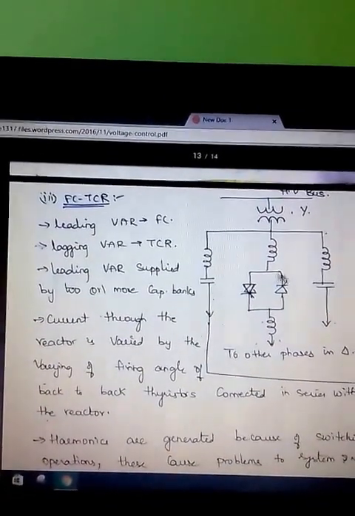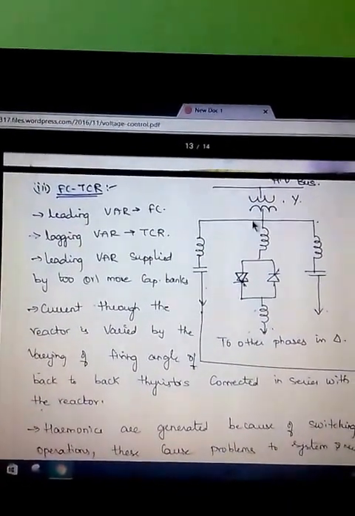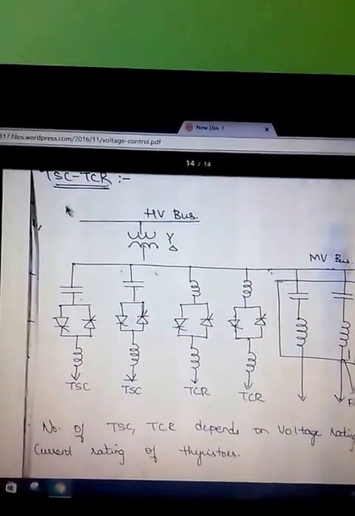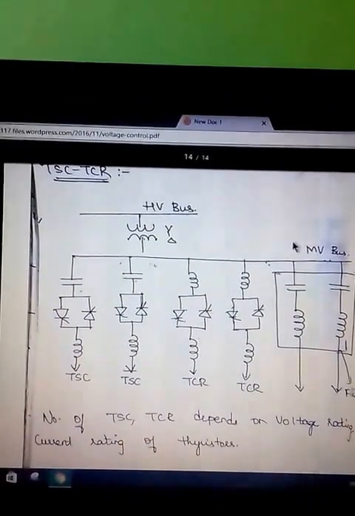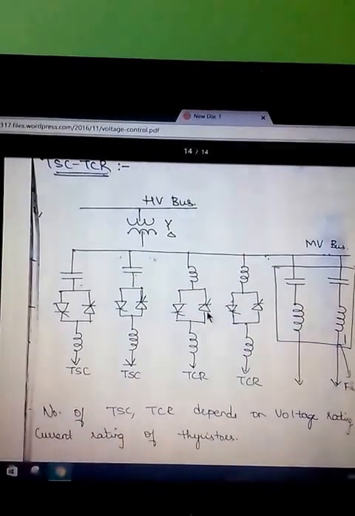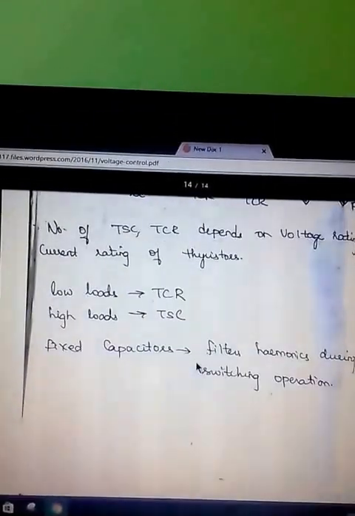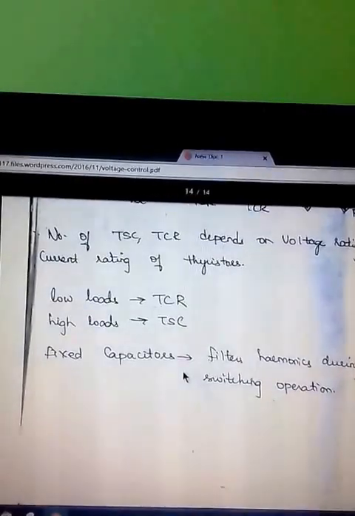Next comes FC-TCR: a fixed capacitor and a TCR. The TCR will absorb the reactive power, and this will inject the reactive power. Similarly, TSC-TCR: this will be injecting the reactive power, and this will be absorbing the reactive power. So this is nothing but injection and absorption of VAR in the systems.